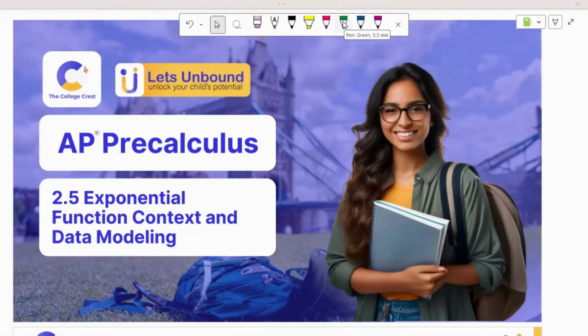So we are in the fifth video of Unit 2, Concept Review plus 3-type problem solving. It's exponential function, context and data modeling. Yes, we know how to model a function. We will check for the features, right? So especially we are going to practice and see how to model exponential function in different contexts.